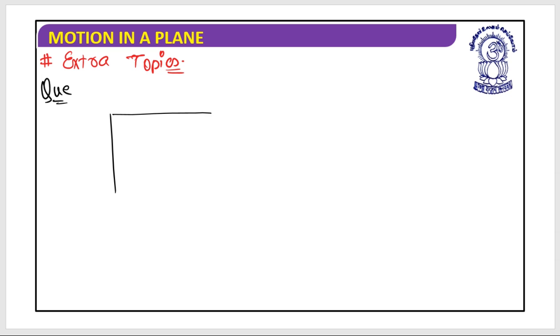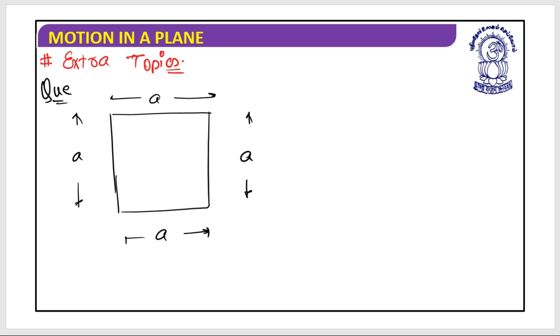Suppose a square is there and the side of the square is A, and on every vertex one person is there.